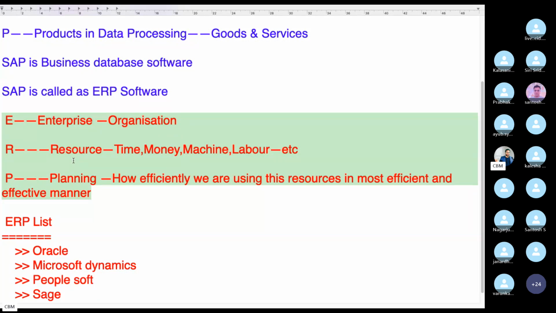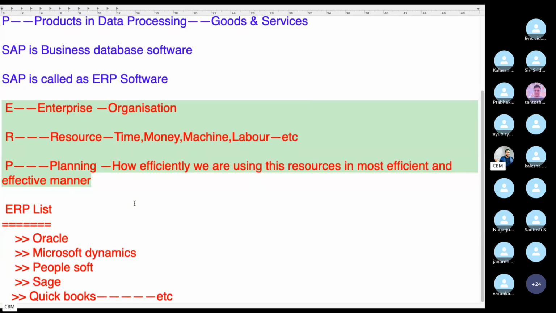Just understand that SAP is one of the important ERP softwares, and there are so many ERPs available in the market. Some of the ERPs are Oracle, Microsoft Dynamics, PeopleSoft, Sage, QuickBooks, etc. These are the topmost ERPs available in the market. So now the question is why SAP?